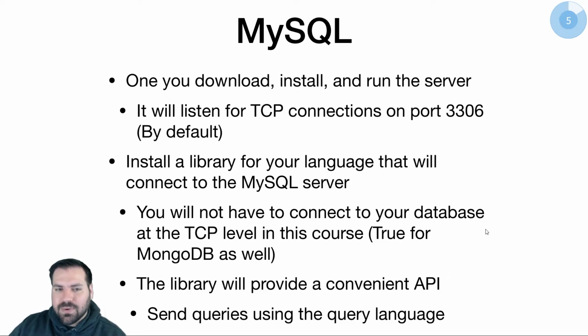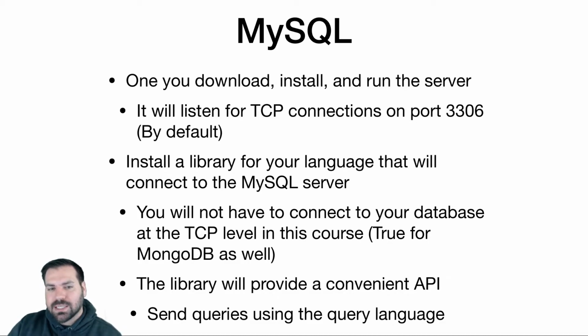I'll start with MySQL. MySQL will listen for TCP connections on port 3306 by default. You can change it, but there's really no reason to. 3306, that port's been claimed by MySQL. Let's just let MySQL have it. There's no issues with that. Just use the default port. Unless you have a good reason not to, I wouldn't be able to think of a good reason to change the default port. But it's going to listen for TCP connections on 3306.